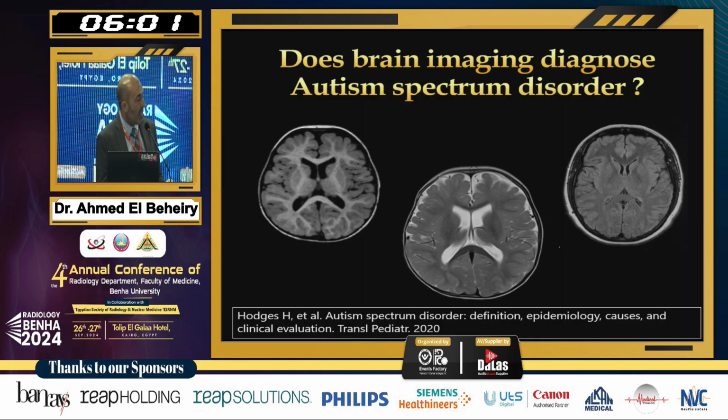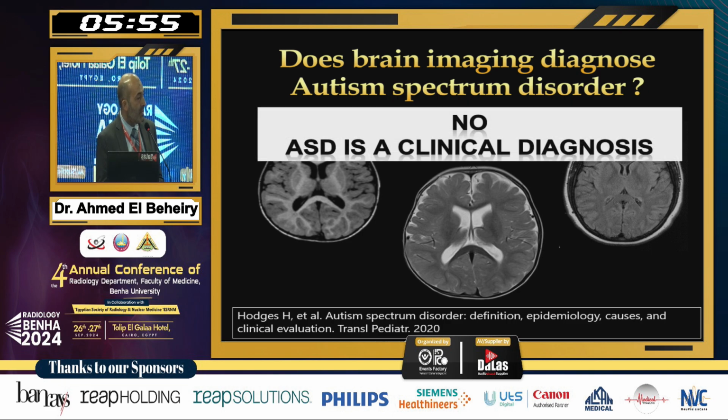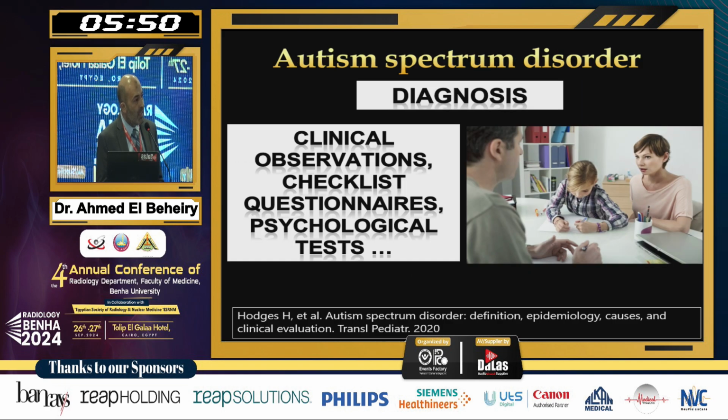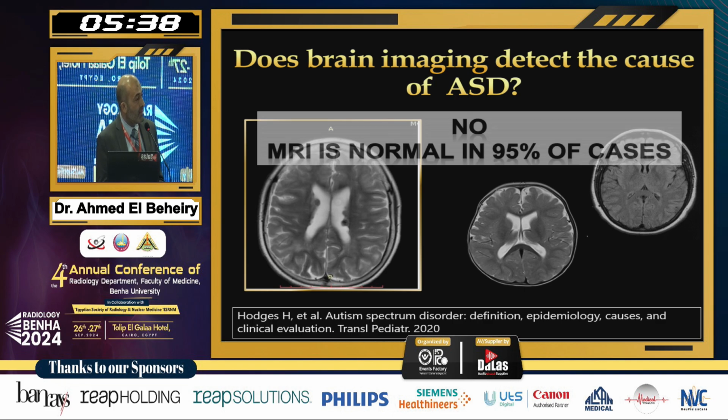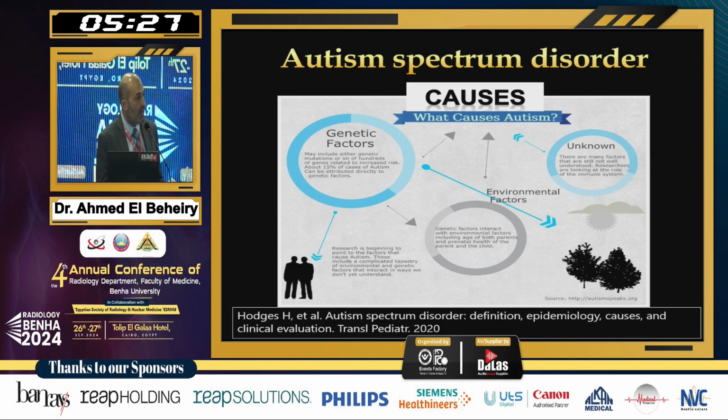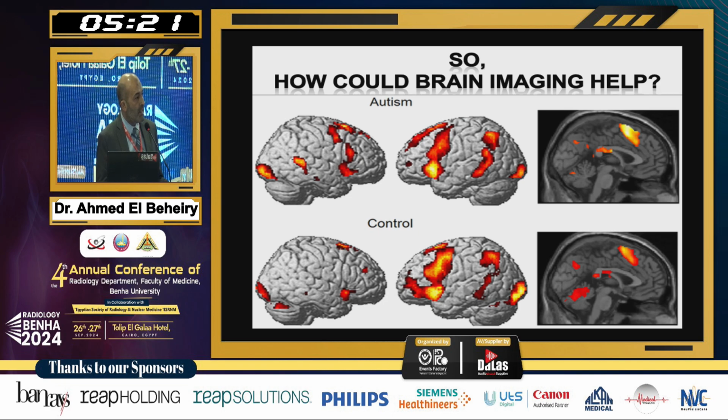So from the radiological point of view, does brain imaging diagnose autism? The answer is no. ASD, or autism spectrum disorder, is completely a clinical diagnosis based on checklist observations and questionnaires. So the second question, can brain imaging diagnose the etiology or the cause of autism? Again, the answer is no, as apart from some cases of tuberous sclerosis and NF1, most structural brain imaging is completely normal, because the etiology of autism is a combination of genetic factors and environmental factors. So how could brain imaging help in this condition?